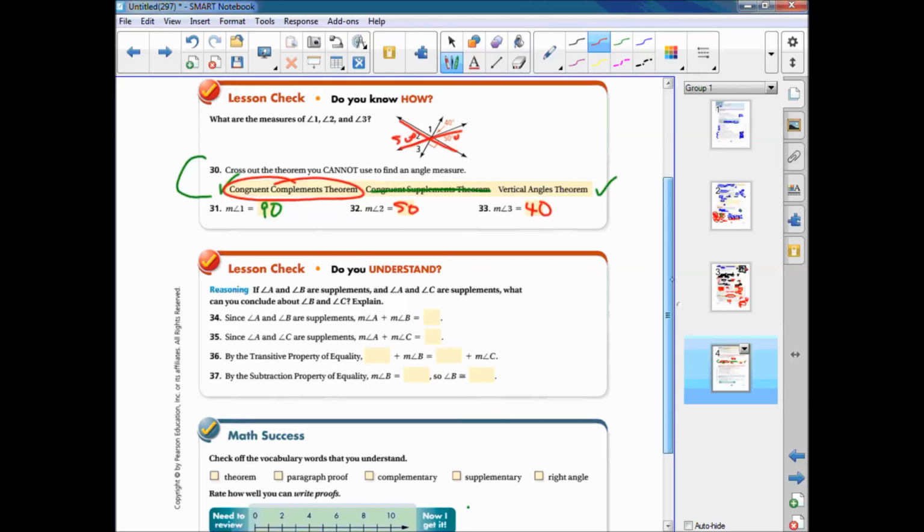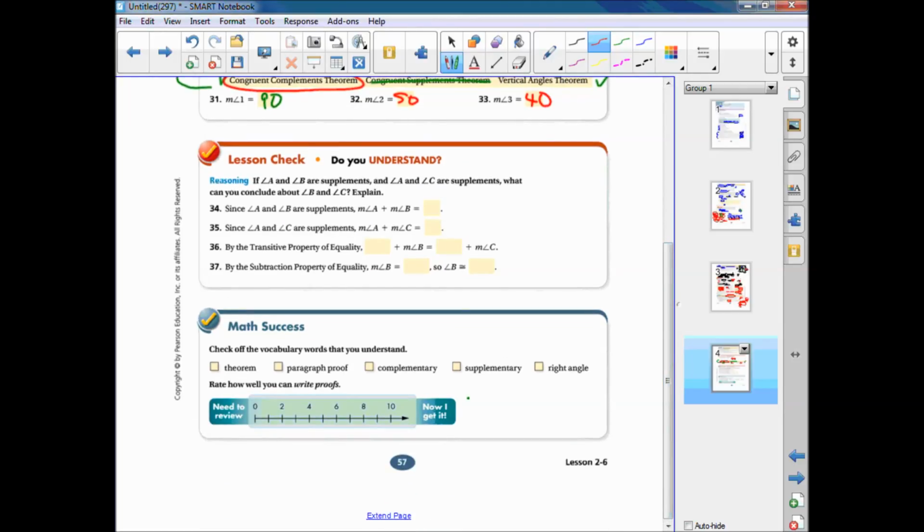Part 2. If A and B are supplements and A and C are supplements, what can you conclude about B and C? So this is directly from our theorem that if two angles are supplementary with the same angle, then they are congruent. So B is supplementary with A, and C is supplementary with A, so B and C should be the same. All right.